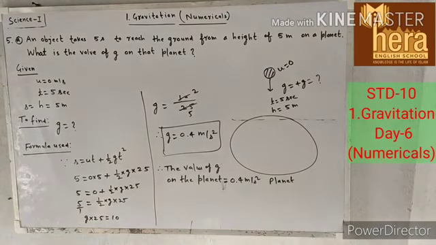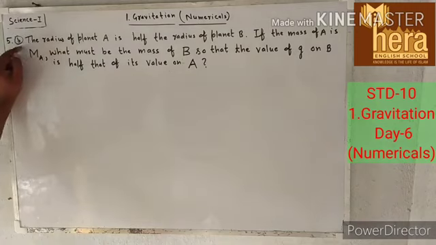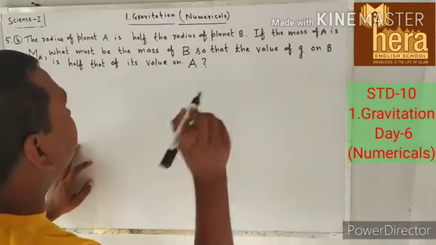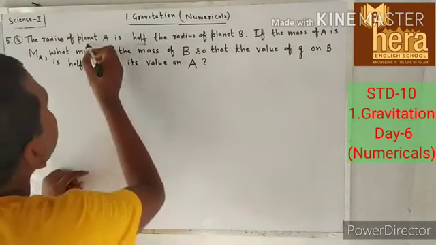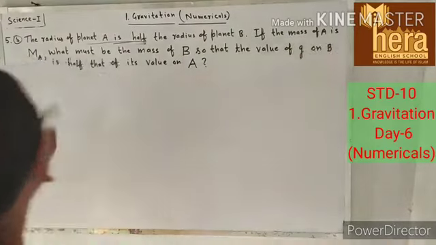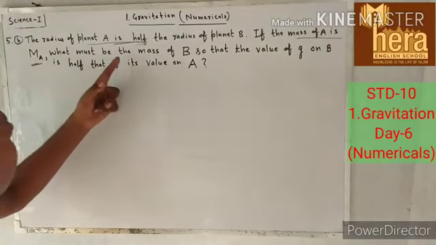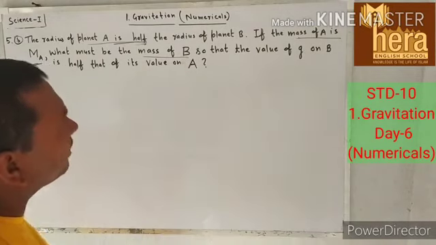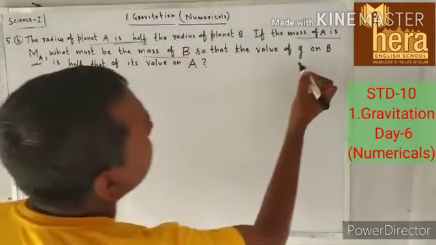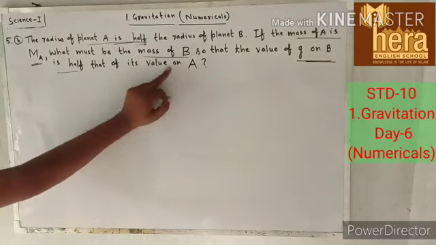Okay. Now question number 5B. The radius of planet A is half the radius of planet B. If the mass of A is ma, what must be the mass of B, so that the value of g on B is half that of its value on A? Underline the important points. Okay, I will explain.